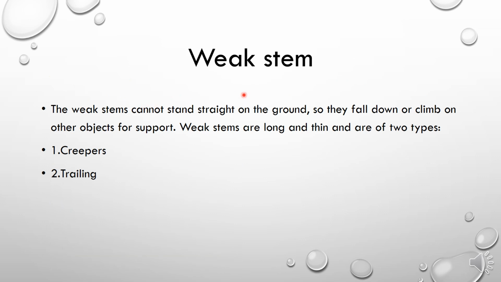Now the stem may be weak, and the weak stem cannot stand straight on the ground, so it falls down or climbs on other objects. The weak stem cannot stand vertically for a long period of time, or it needs another object for support. Weak stems are long and thin, and there are two types of weak stem: creepers and climbers.